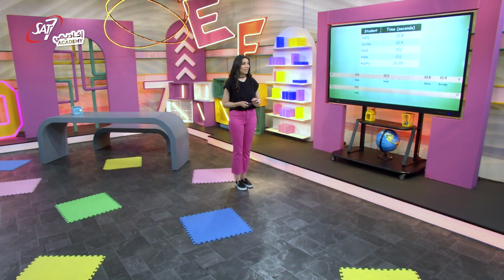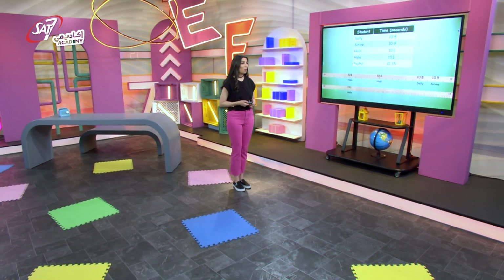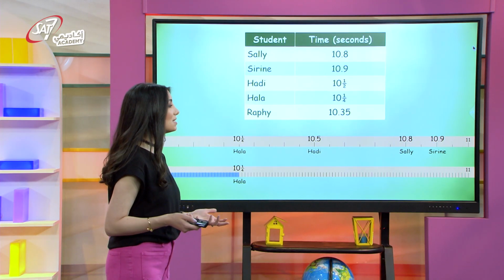Now, how do we write a quarter using decimals? Let's divide this section into 100 equal marks instead of 10. 100 divided by 4 equals 25. 1/4 or a quarter of 100 is 25. So we can say that Hala ran 10.25 seconds. That means 10 and a quarter.